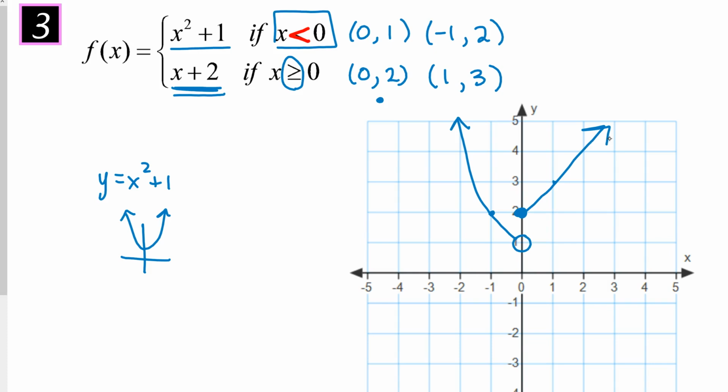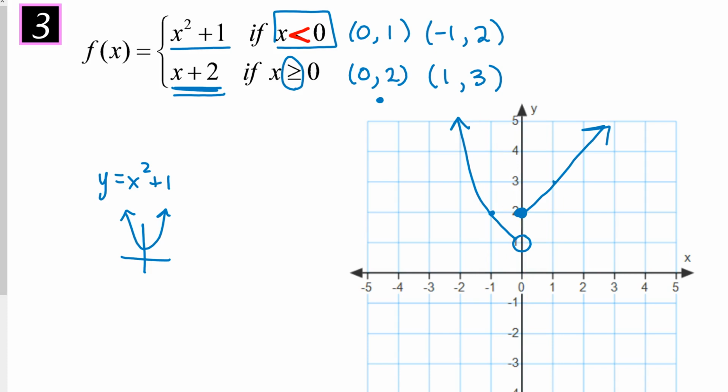So keep in mind open circles if it just says less than or greater than, closed circles if it says less than or equal to, greater than or equal to. And there will be times when the pieces actually meet. So if your closed circle and your open circle are on the exact same point, then it's just a closed circle. Notice that it does pass the vertical line test. See, if I draw a vertical line anywhere, even here, it only goes through one point. The open circle is not a point. The closed circle is a point. So it is a function.